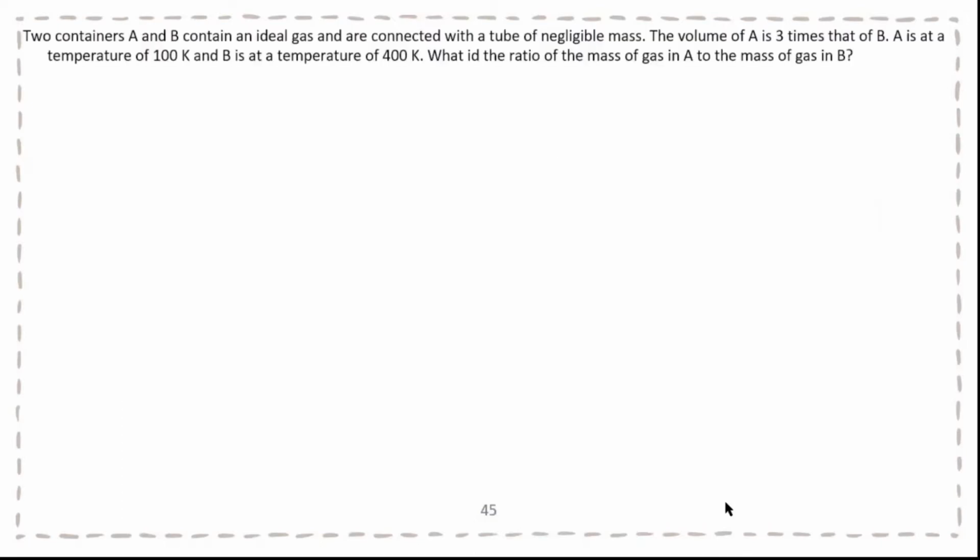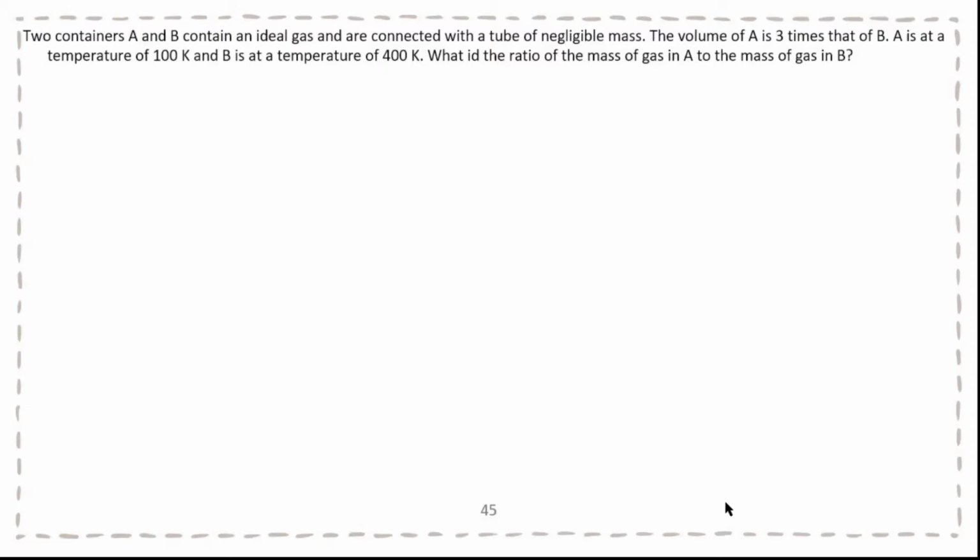Okay, so we have example number one. Two containers A and B contain an ideal gas and are connected with a tube of negligible mass. The volume of A is three times that of B. A is at a temperature of 100 Kelvin and B is at a temperature of 400 Kelvin. So what is the ratio of the mass of gas in A to the mass of gas in B?